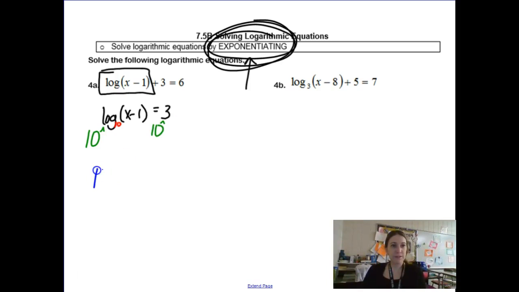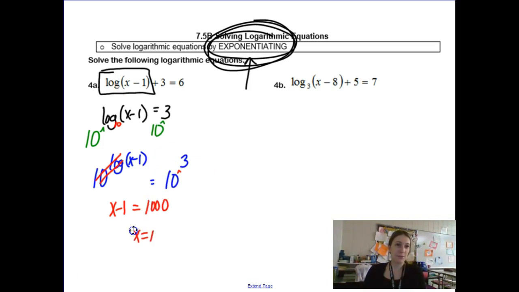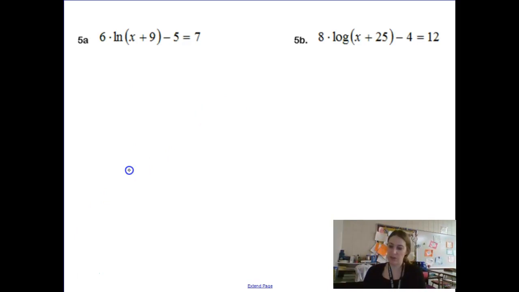So what you really have here is now you have 10 raised to the log of x minus 1 power equals 10 to the third power. Well, the reason we did that was because 10 to the common log, these are going to cancel, and the x minus 1 is going to drop down. And then 10 raised to the third power, some of you had trouble with this, like you typed it backwards on your calculator. 10 to the third power is 1,000. So if we add 1, we get x equals 1,001. So same idea, isolate the logarithm and then exponentiate. Nothing really different here, guys.